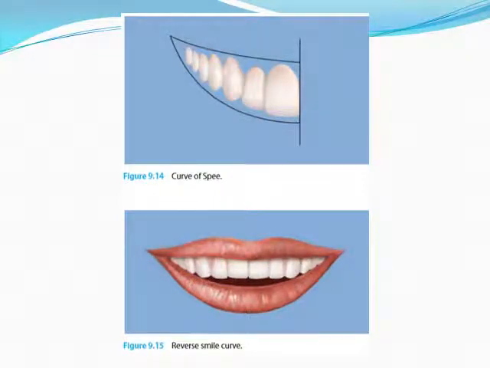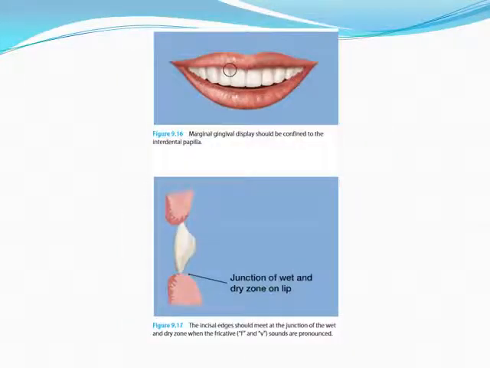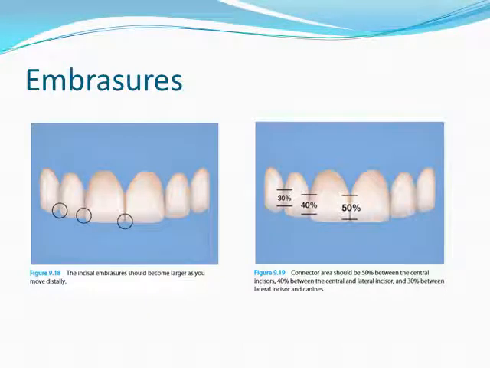Also, it should follow the curve of the smile, as you know, the reverse smile curve, and the marginal gingiva display should be confined to the interdental papillae. Okay, no gummy smile here. Also, the tip of the incisal edge will touch the junction of the wet and dry zone on the lower lip. For the embrasures, as you know, the incisal embrasures should become larger as we go more distally. Also, the contact area between the centrals is greater than the contact area between the lateral and canine.